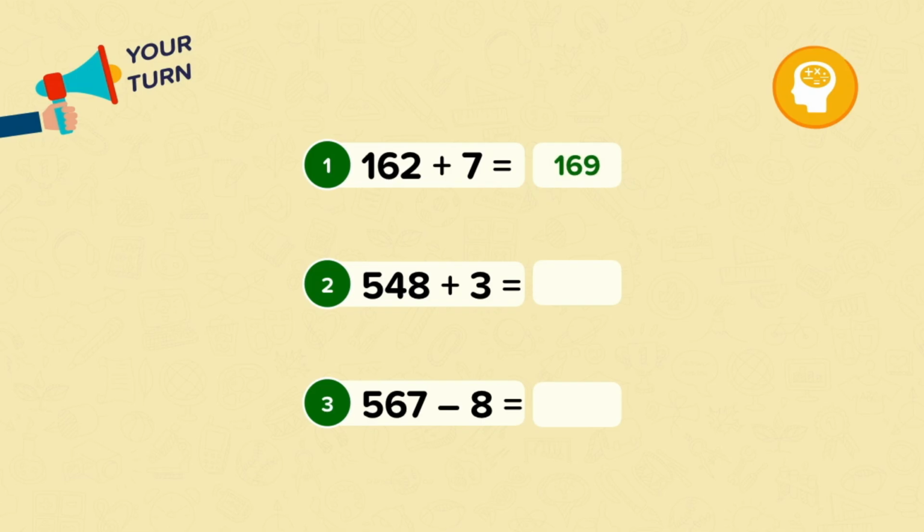And for question 2 and 3, you should have bridged through 10. For the second question, to add 3 to 548, you could have done this in 2 steps. First, by adding 2 and then 1 to get the answer 551. And for question 3, 567 subtract 8, you could have subtracted 7 and then 1 to get 559. Well done if you got those answers correct.